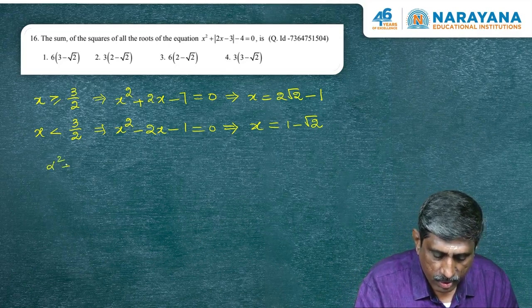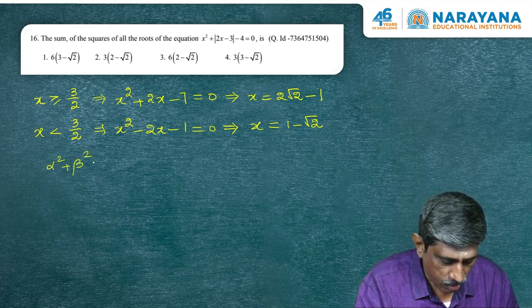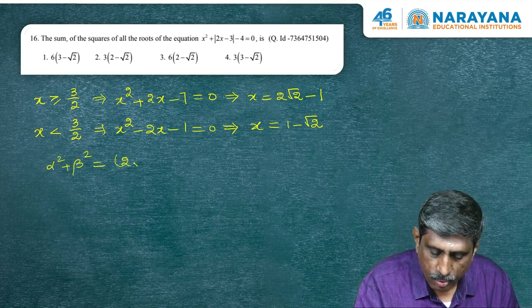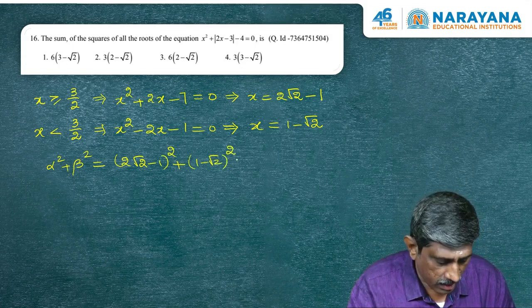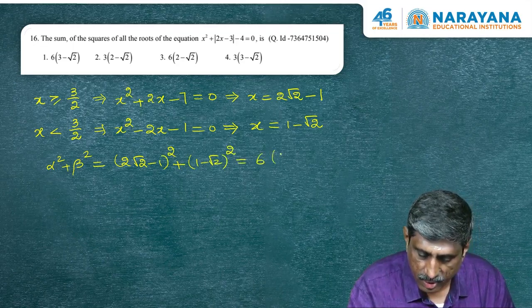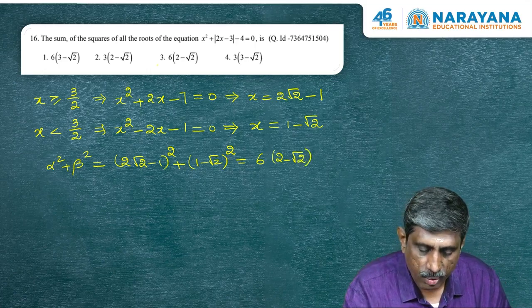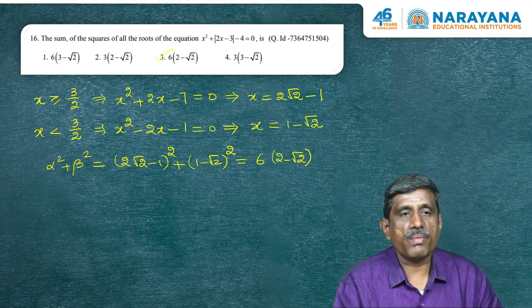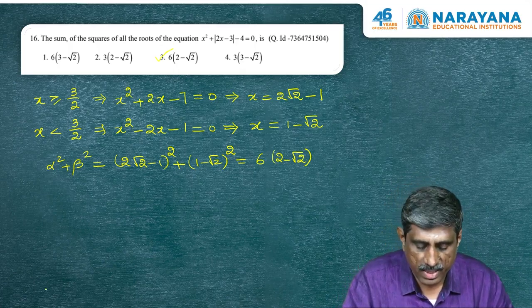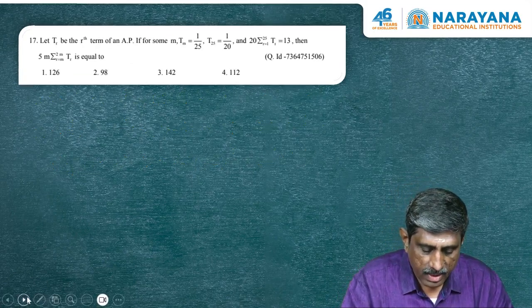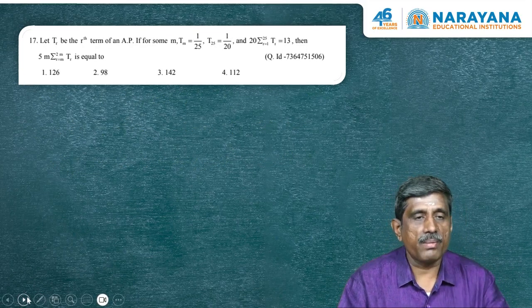So, alpha square plus beta square is going to become root 2 minus 1 the whole square plus 1 minus root 2 the whole square, and the answer is 6 times of 2 minus root 2. 6 times of 2 minus root 2 is the correct answer for this, which is question number 16 under quadratic equations. Let us move on to the next question, number 17.